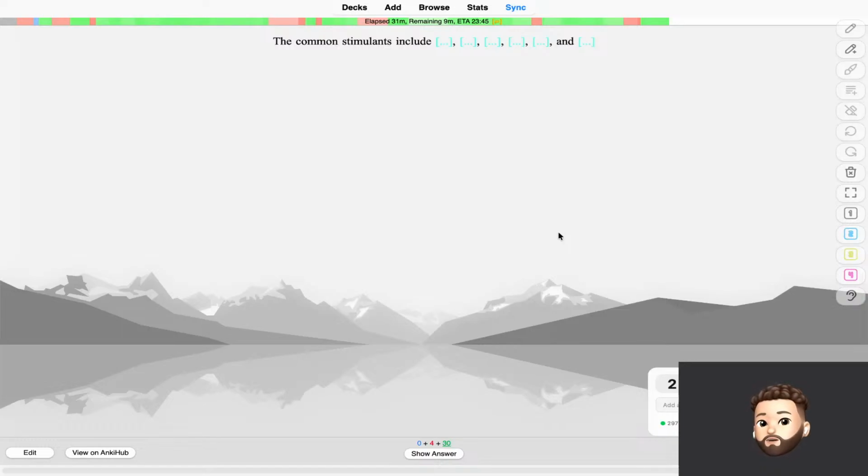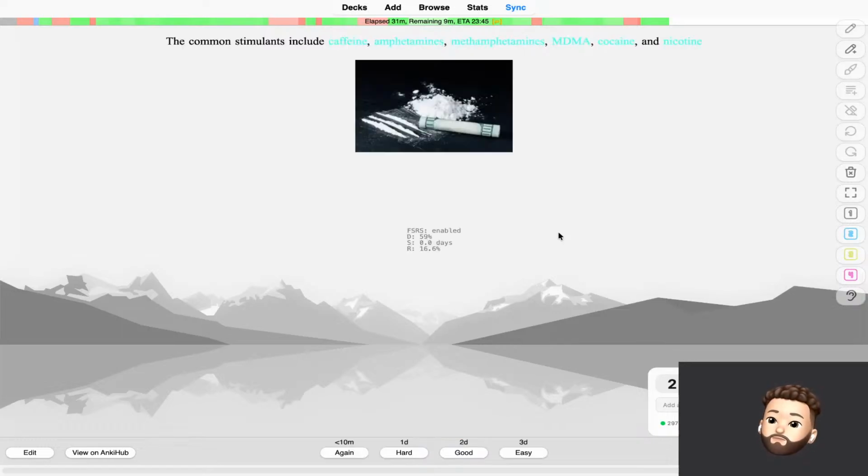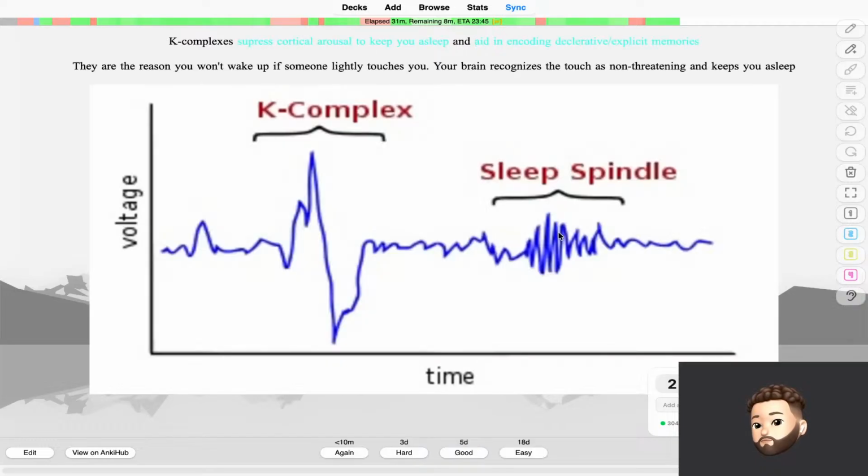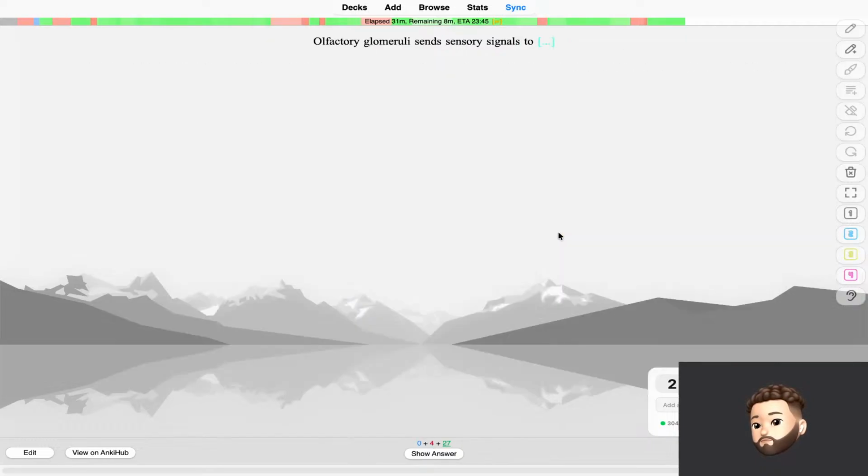All right, so we have caffeine, amphetamines, methamphetamines, cocaine, nicotine, MDMA. Stapes is attached to the oval window. They suppress cortical arousal to keep you asleep, and they aid in encoding declarative memories. Send sensory signals to the metrotufted cells.